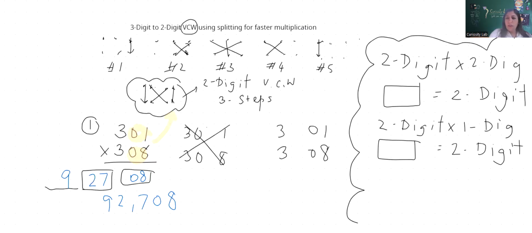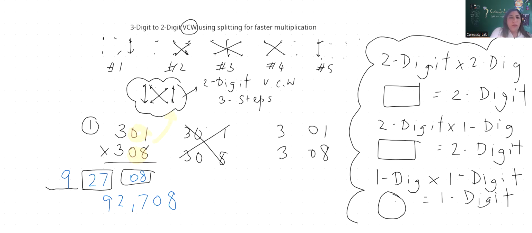So what happens if I have, as we will see in the next example, let's just write that down here as well. I have a 1-digit multiplied by a 1-digit. I'm going to get a space for a 1-digit, which is what we've been doing so far. When we don't split and we use it, we usually put a circle for that. So let's just add a page and see how that looks. Let's solve a few more problems.